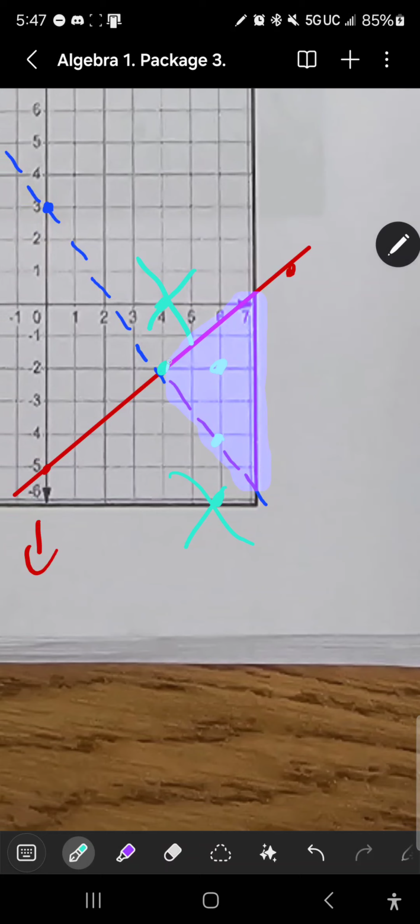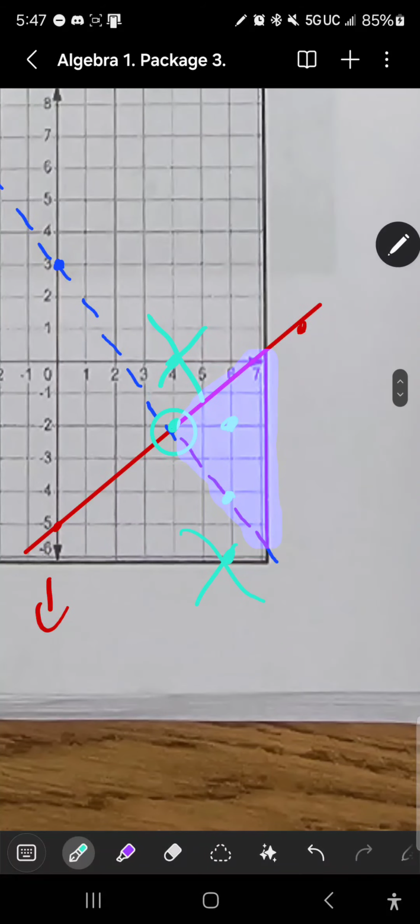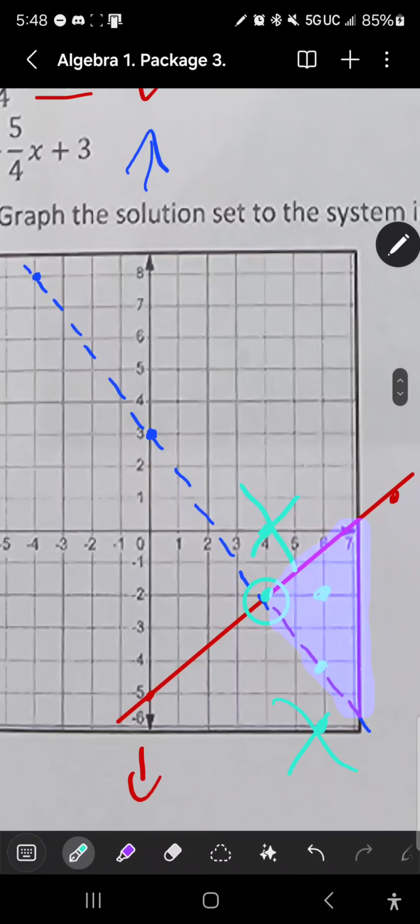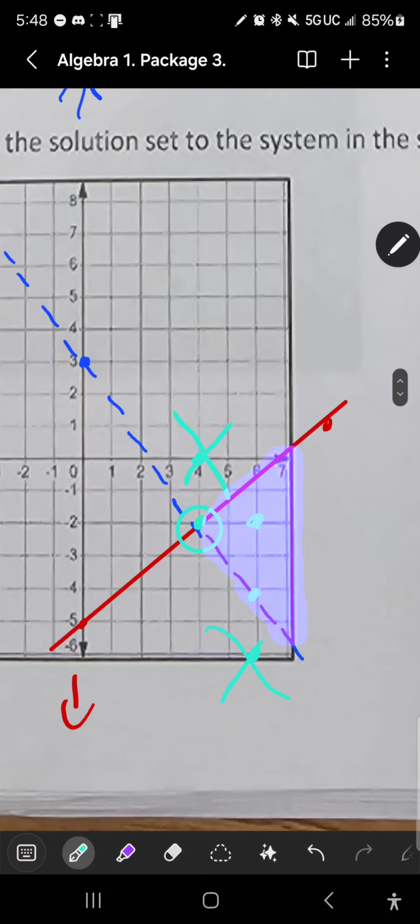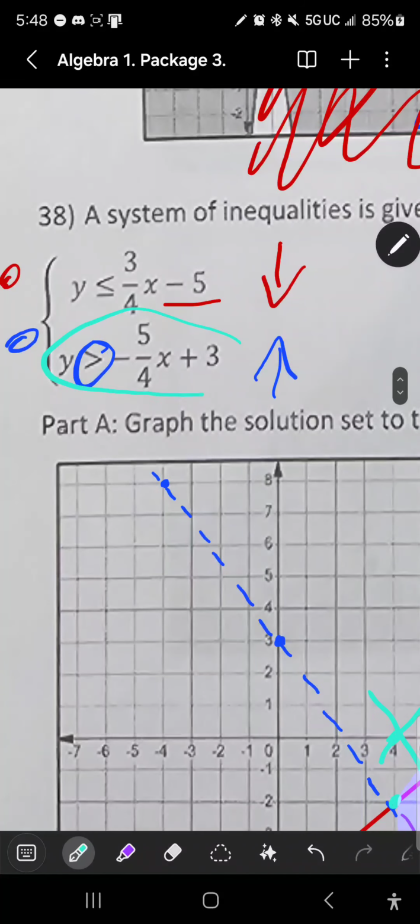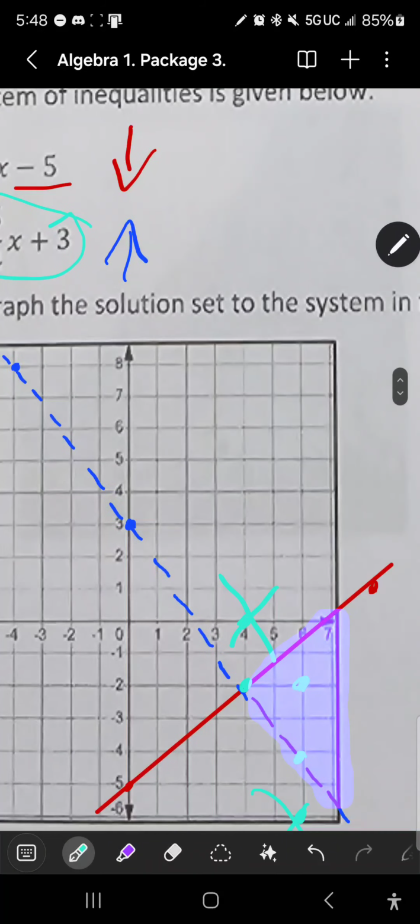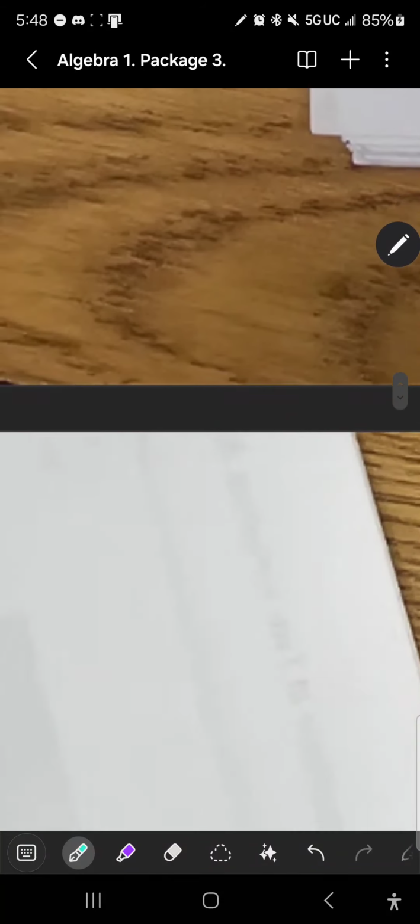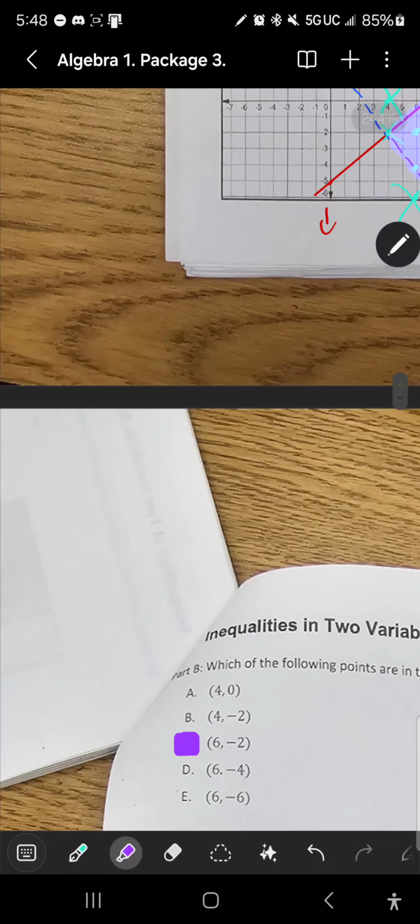Now, for this one, it's kind of tricky, but it is also not part of the solution because the blue one doesn't have an equal sign. So it does not allow the point 4, negative 2 to be part of the solution because it is a point on the line. And this solution right here doesn't say an equal sign, so it is not part of the solution. No, this one is of course part of the solution, 6, negative 2. It is obviously part of the solution.